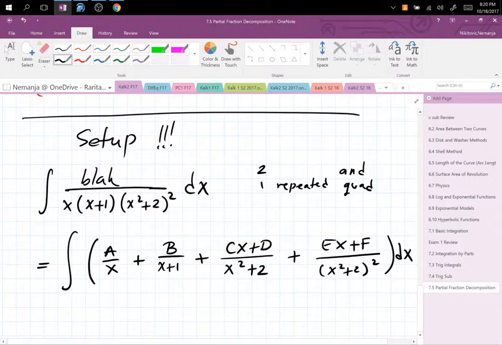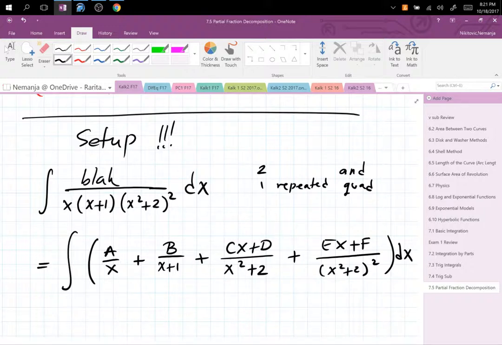So what I have? Linear, linear, repeated quadratic. Linear with a constant on top, another linear with a constant on top, and repeated quadratic is the last formula you have on the list of 4. This used to be A, B, C, D, but A and B are already used up, so you start C, D, E, F.